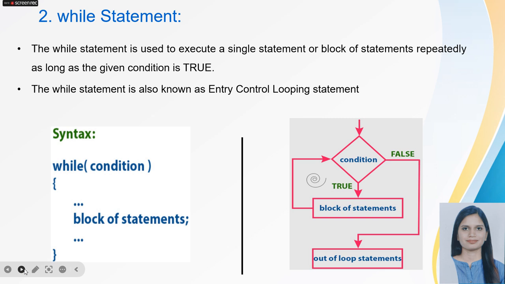Second, while statement. What is the while statement? The while statement is used to execute a single statement or block of statements repeatedly as long as the given condition is true. The while statement is also known as an entry control looping statement. Syntax: while (condition) block of statements. If the condition is true, then block of statements, and if the condition is false, then out of the loop statement.